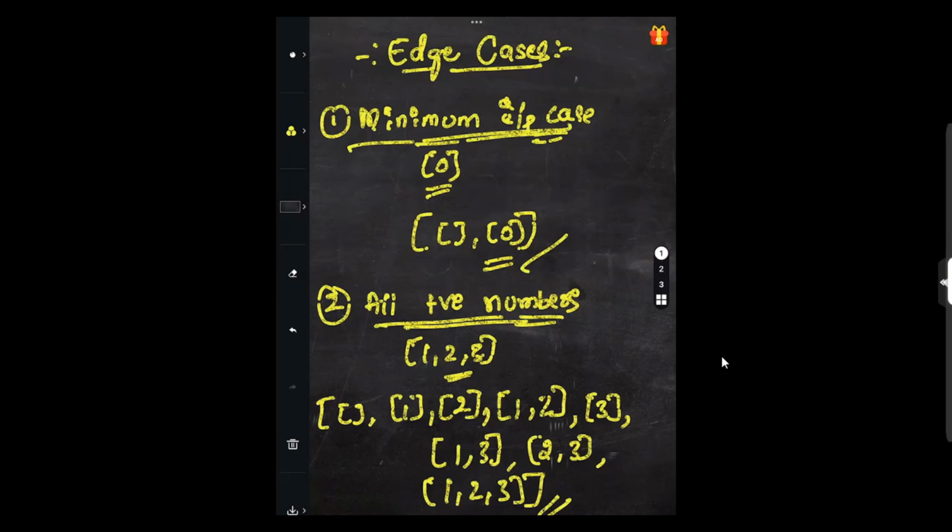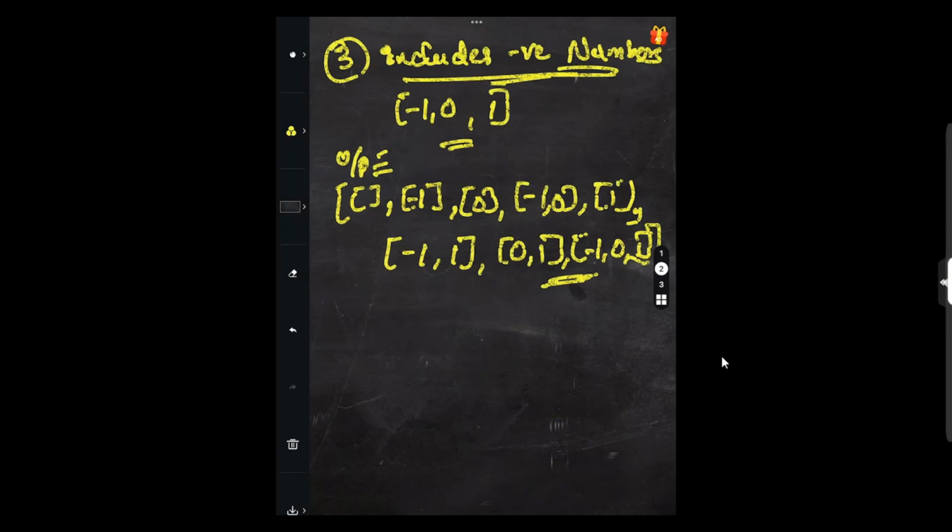First edge case was for the minimum input case. We saw this one. Second edge case was for all the positive numbers. We saw this one. Third one was for it includes negative numbers as well in the input. We saw this one as this is the output. So I hope all the three edge cases are clear. Now let's start writing the code, and discuss the complexities of the code that we have written. Let's start writing the code.